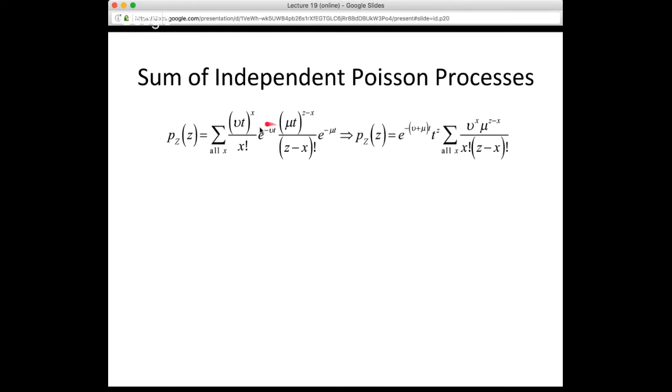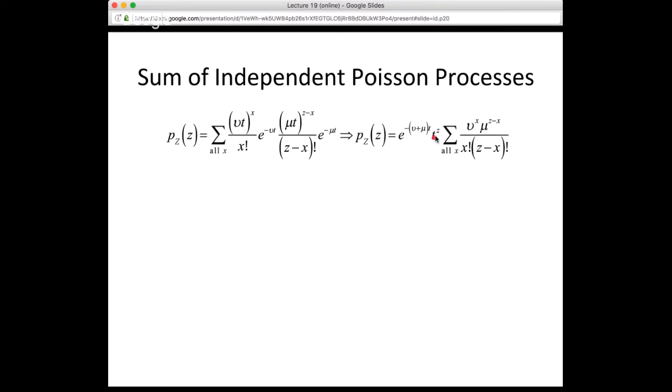So I recognize that e to the minus nu t and e to the minus mu t do not depend on x, so I can pull that out of the sum and consolidate. So I get e to the minus (nu plus mu) t. Furthermore, I notice that I've got a t here and a t here. This t is raised to the x. This t is raised to the z minus x. When I multiply those out, the x and the minus x will cancel out, and so I'll just be left with t to the z, which also doesn't depend on x, so I can pull that out of the sum as well.